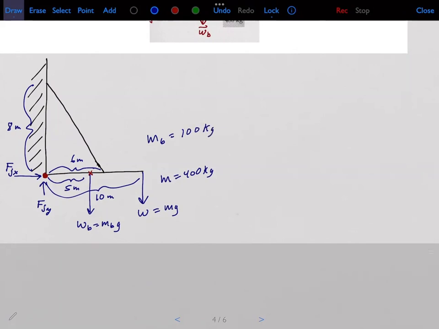Kilograms. Okay. So a couple of things I could do right off the bat. Let's just calculate those weights. So the weight of the beam is going to be the mass of the beam times g. So that'll be 100 times 9.8, which is equal to 980. And then the weight of the object is the mass of the object times g. So this is going to be 400 times 9.8. So 4 times as large, right? 3920.